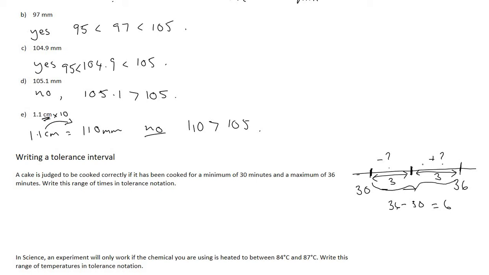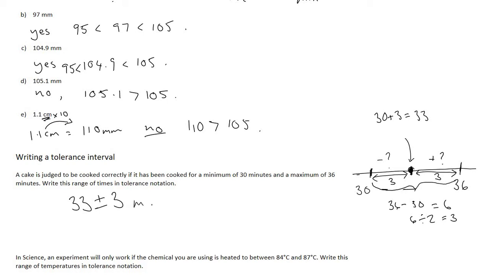Okay, so it's like I'm splitting that difference of 6 into 2, 3 and 3. 6 divided into 2 gives me 3. So this middle value is 30 add 3, which is 33. So I can write this as 33, and then I would add on 3 to get my 36, and I would take away 3 to get my 30.